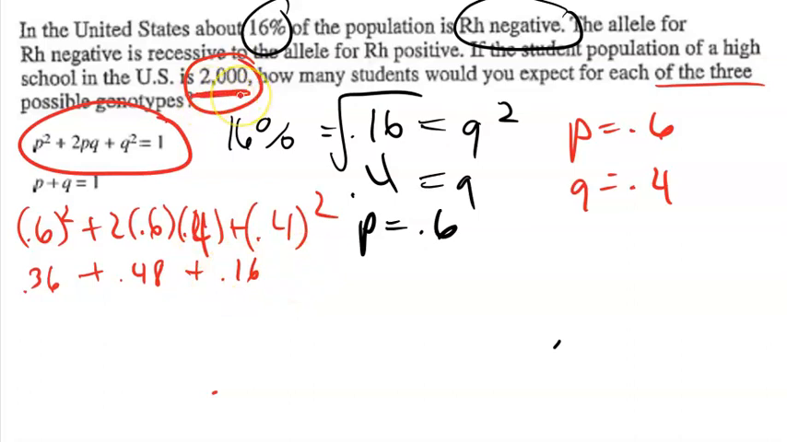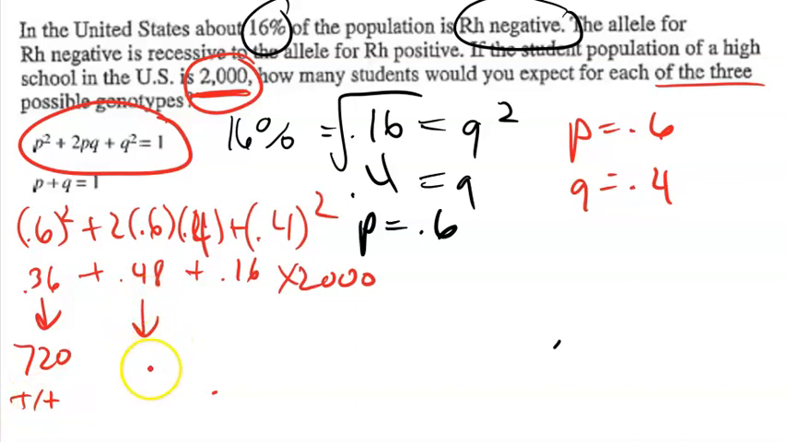First time we're seeing a population of 2,000, so we want to make sure that we multiply it by 2,000. When we do that, there are 720 individuals that have the homozygous dominant genotype for Rh factor. If you remember from genetics, that's basically going to be like this. There are 960 of the heterozygotes, and there will be 320 individuals in that population of 2,000 that are homozygous recessive.